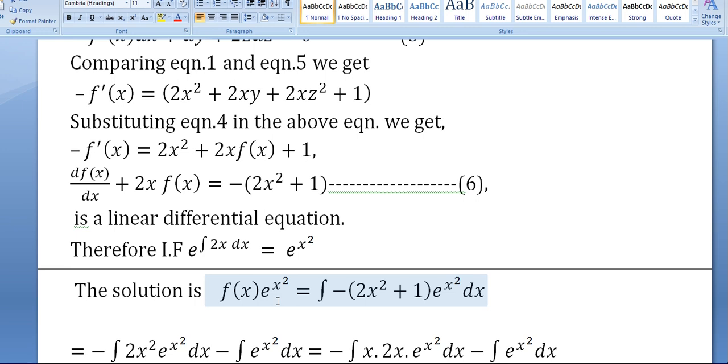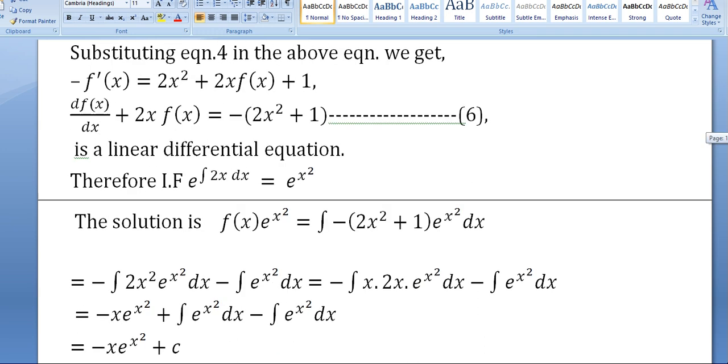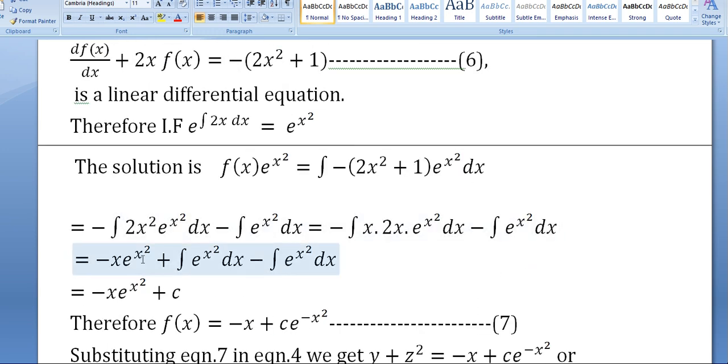In the same way, here y is nothing but f of x. So f of x into the integrating factor e to the power of x square is equal to integral of minus 2x square plus 1 into the integrating factor e to the power of x square into dx. So the left hand side will be as it is. We will try to integrate the right hand side. So f of x e power x square will be as it is.